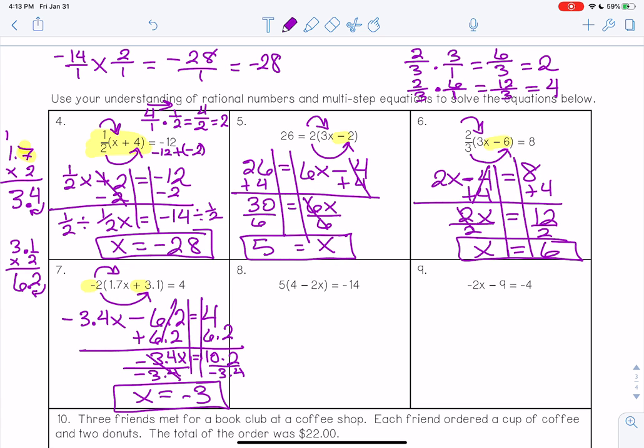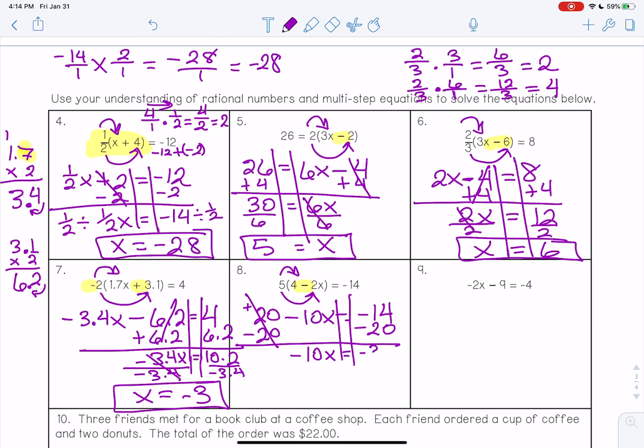All right, moving on. For 8, we're going to multiply that 5 with the 4 first, and then the 5 with the 2x. So 5 times 4 is 20. 5 times 2x is 10x. We have this minus sign here, so it's going to be a minus sign. Equals negative 14. Now we can draw the river. There's nothing in front of the 20, so that means that it's positive. So the opposite would be to subtract 20. And you get negative 10x equals negative 34.